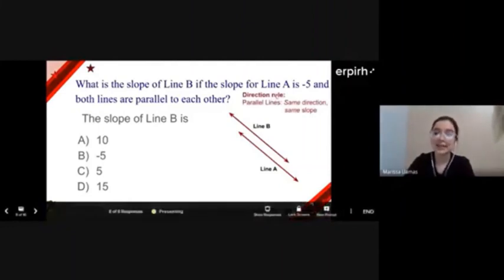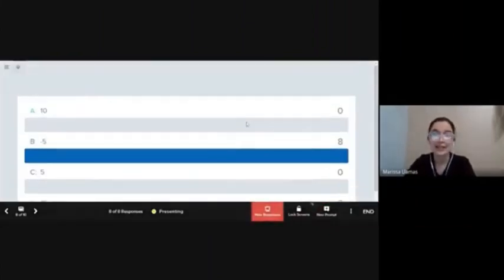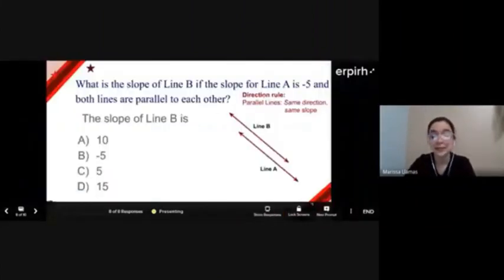And so this goes hand in hand with the direction rule. Because parallel lines have the same direction, they're going to have the same slope. And so I can see that all of you guys answered the correct answer. Because the slope for line A is -5, the slope for line B will also be -5.